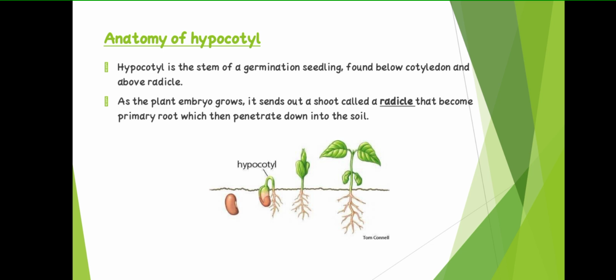In this picture, we can see the position of hypocotyl, that is, it lies below the cotyledon and above the radicle. Later, after the hypocotyl development, the plumule gives rise to the development of true leaves. As the plant embryo grows, it sends out a shoot called radicle that becomes the primary root, which then penetrates down into the soil. This radicle which produces the primary root is important because through roots, absorption, anchorage and many other processes which are vital for a plant take place. So radicle development is very important in case of a seedling.